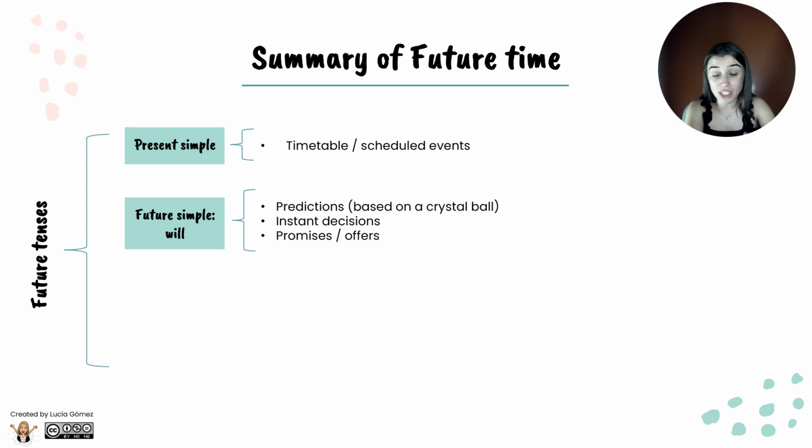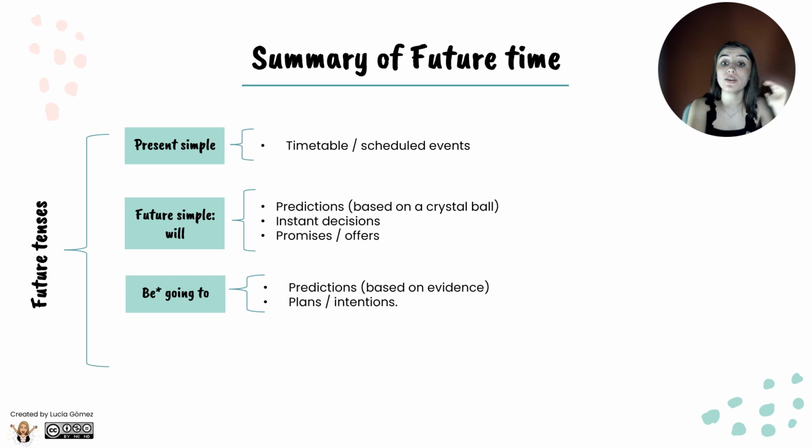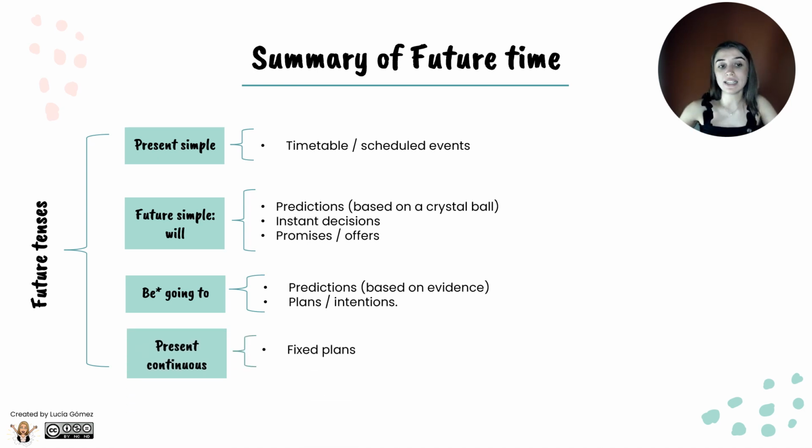If these predictions are based on evidence, then we use be going to. So somehow the prediction is more likely to happen. If instead of instant decisions we talk about plans or intentions, and then there's an intention to do something, we will be using be going to. Finally, if those plans are not mere intentions but rather fixed plans, we could be using the present continuous with, as always, this future value.